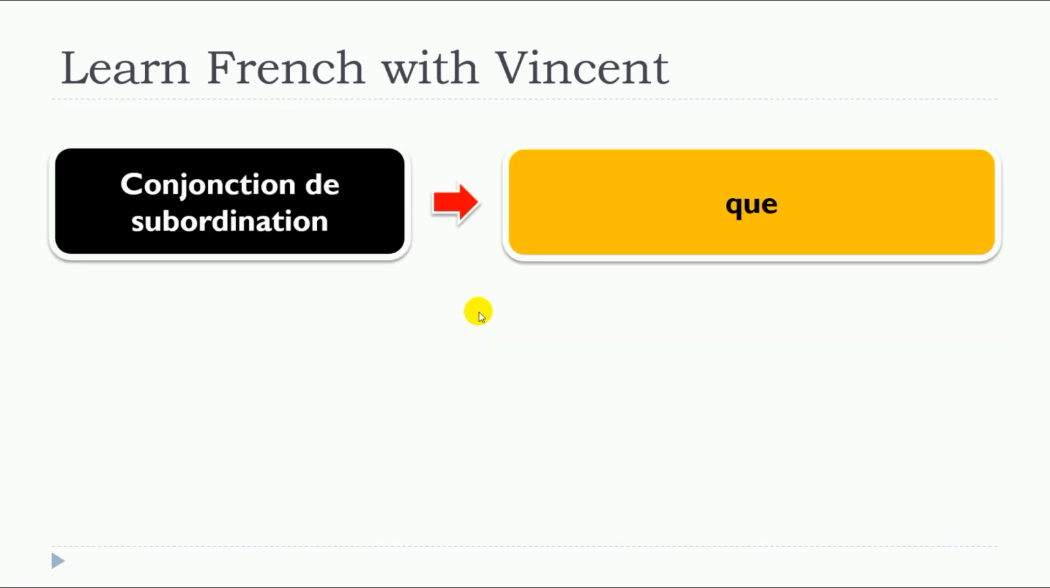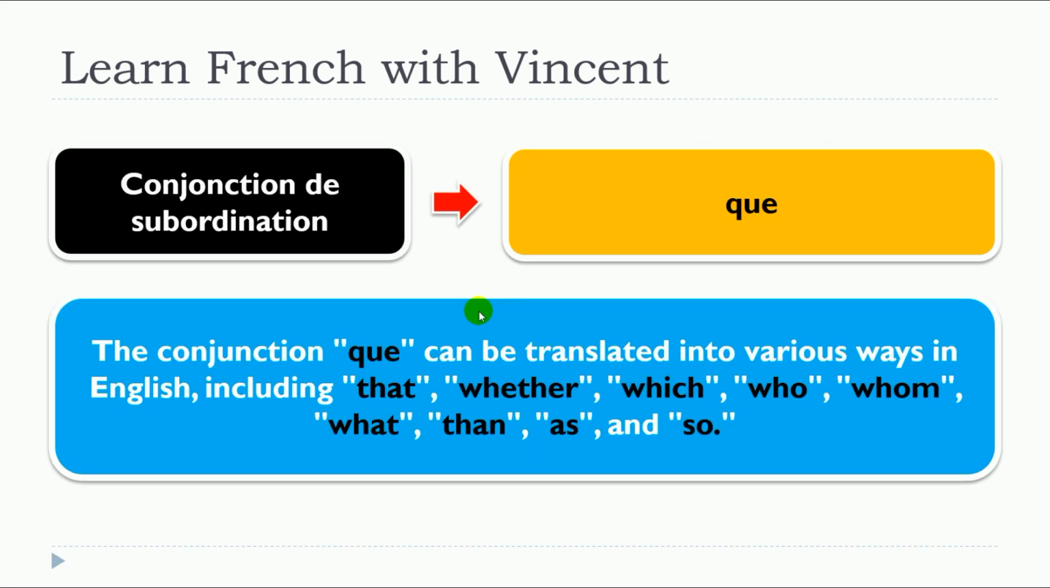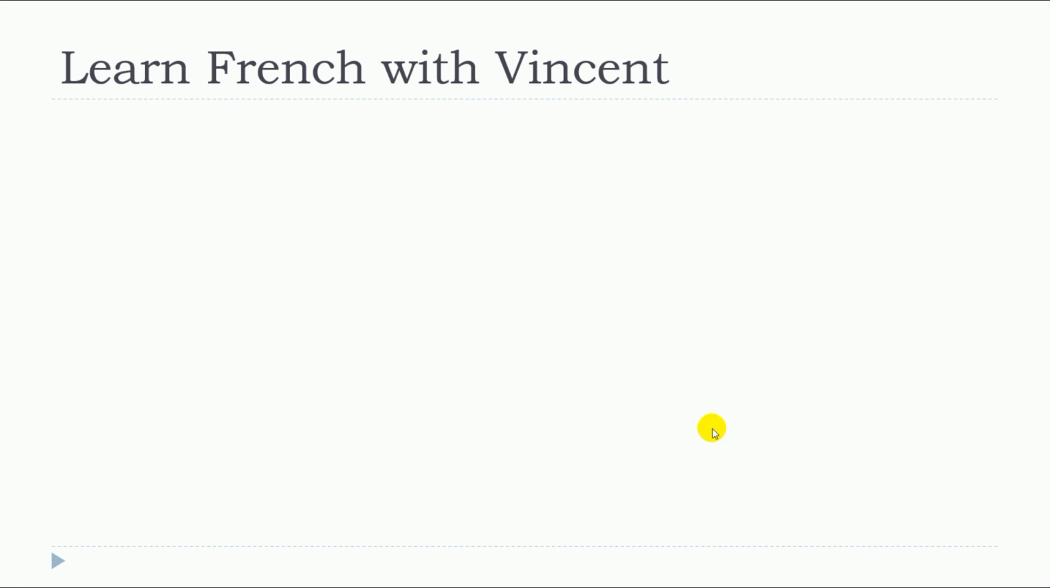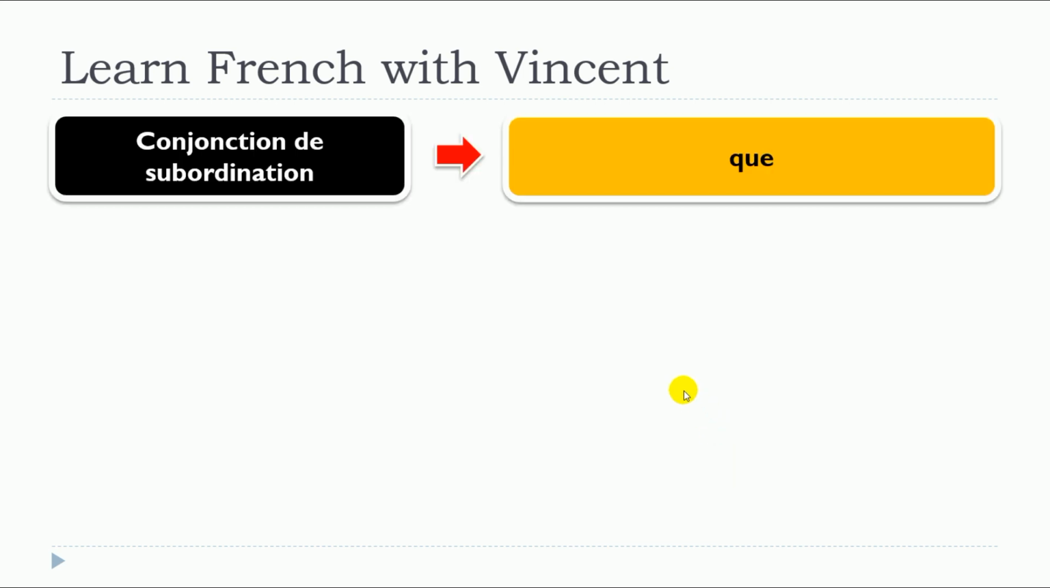So, this lesson is about que. And the conjunction que can be translated into various ways in English, including that, whether, which, who, whom, what, then, as, and so. So we will see some examples with que.